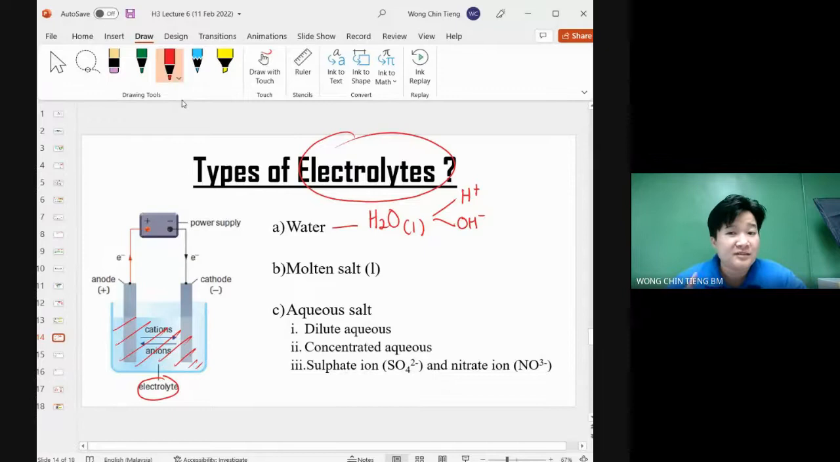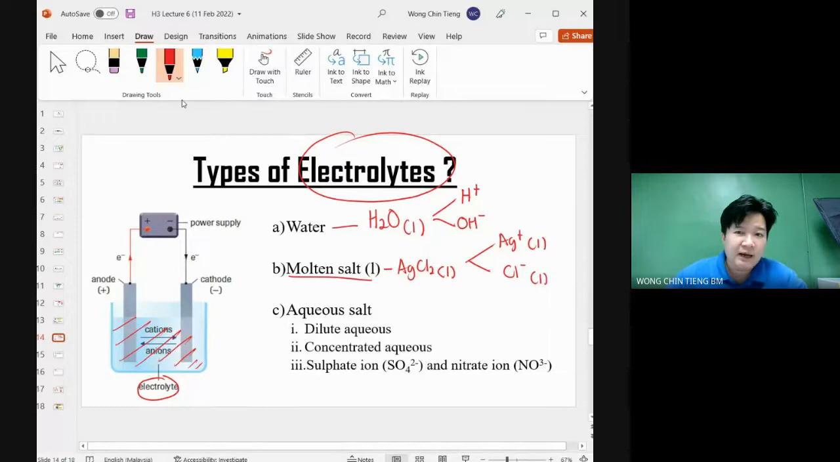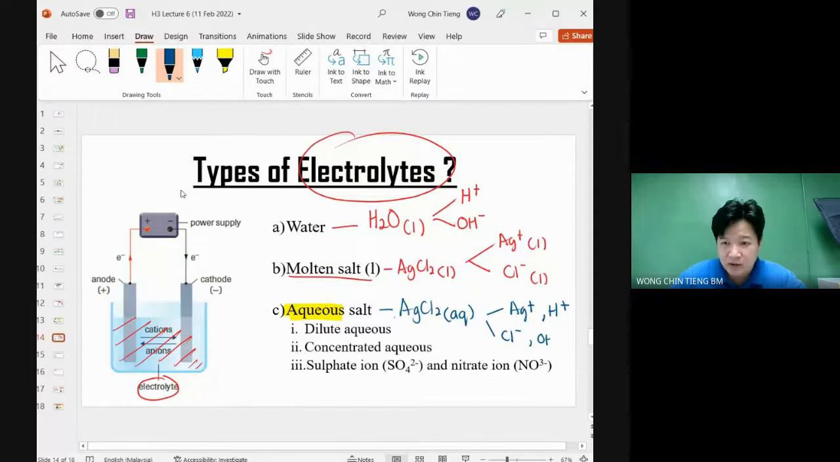Molten pun tak ada isu. Contoh adalah AgCl liquid. Kalau liquid, dia tak ada air. So, bermakna saya hanya ada Ag+, saya hanya ada Cl-. Tapi the problem arise, yang jadi masalah selalu yang kamu kena pay attention adalah aqueous. Saya guna contoh yang sama. Kalau saya ada AgCl aqueous, that is the problem arise. Kita akan ada Ag+, kita akan ada H+, kita akan ada Cl-, at the same time kita ada OH-.